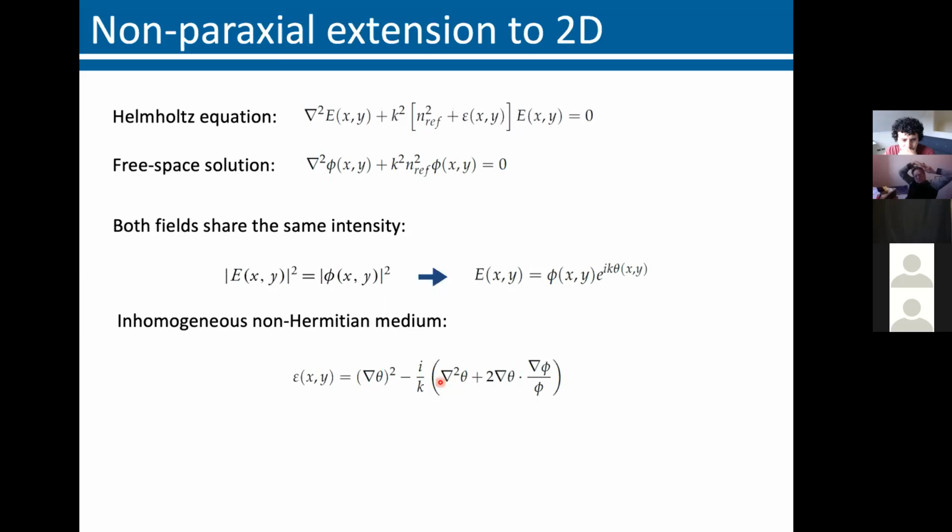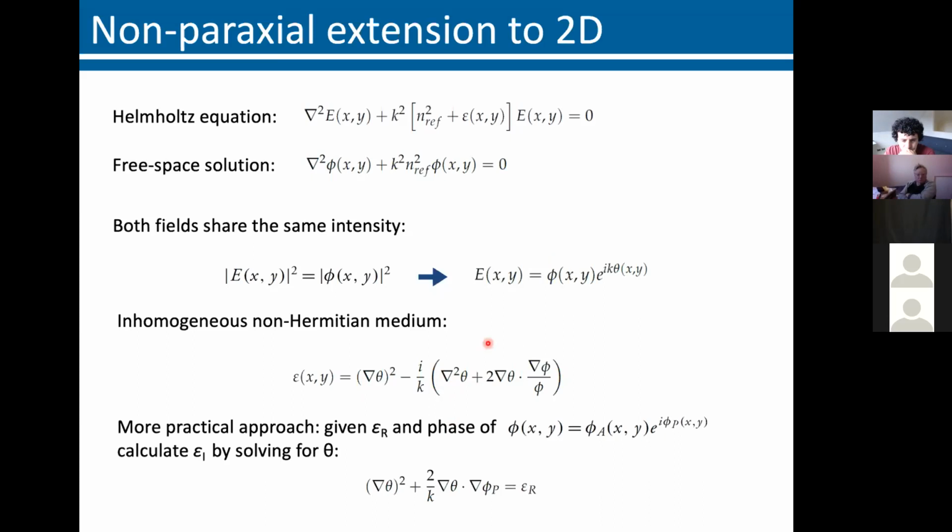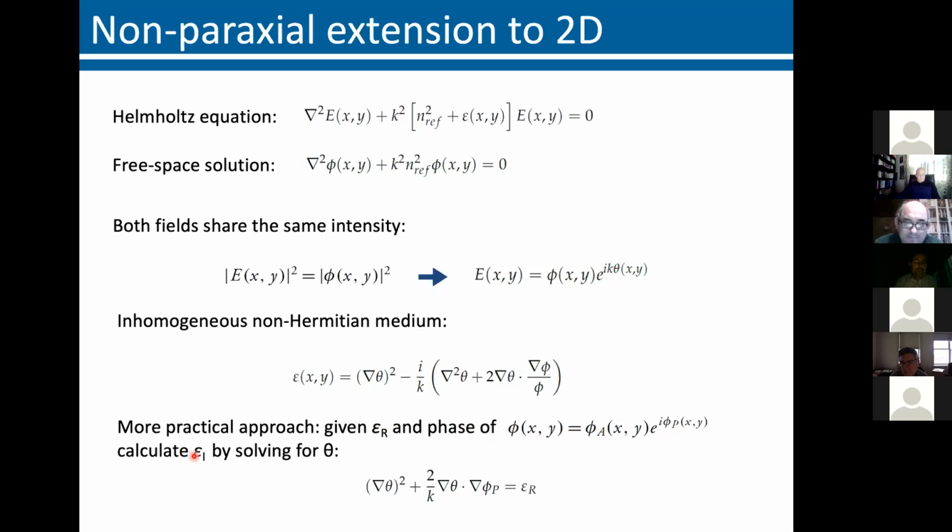And for those potentials, we should find the desired solutions. Of course, I can also do it the other way around. Instead of starting with a given distribution of theta that I choose, I can also say, okay, if like in the real world, I have a given refractive index function and its real part, and I know what the solution in free space is, phi and its phase, then I can calculate the corresponding gain loss distribution by solving this differential equation. So I can do it both ways. Okay, but let's not dwell too much on the equations. Let's have a look at what this means.